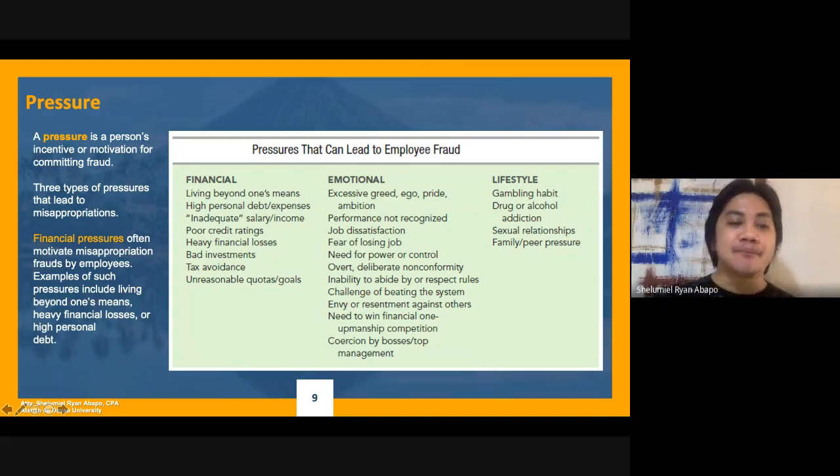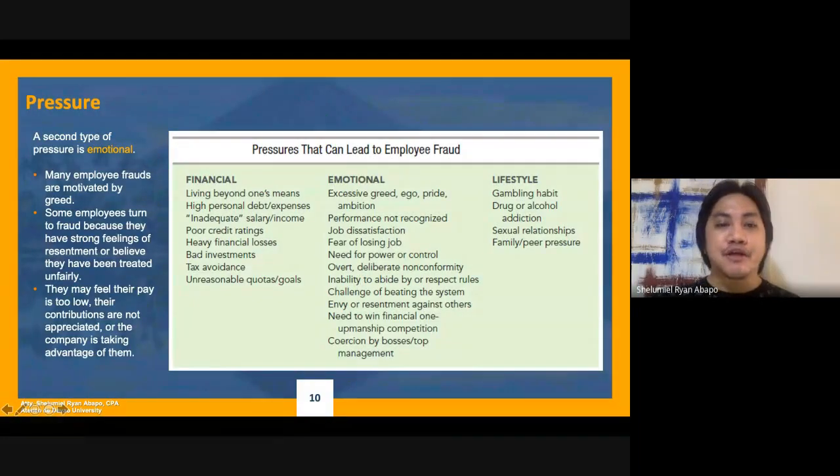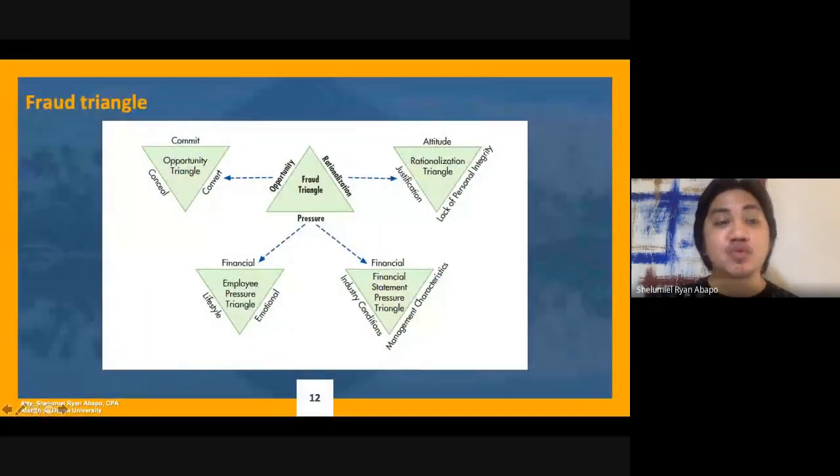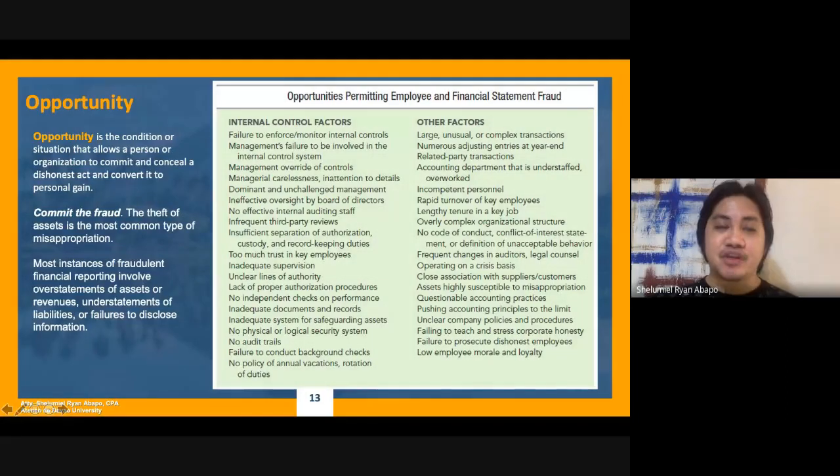Pag financial, obviously, kwarta gud at the end of the day. But again, financial is the need to do it for your survival. Yun yung difference ng lifestyle. Kasi sa lifestyle kasi hindi siya need, more on want. Right? Now, let's proceed to the second one of the fraud triangle, which is opportunity.